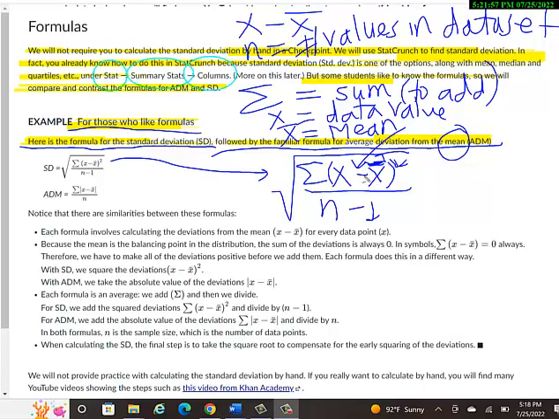Okay, once you have that down, then figure out what all these are: x minus the mean for all the data values. Write them down. What's the first data value minus the mean? The second data value minus the mean. On and on until you get all of them.